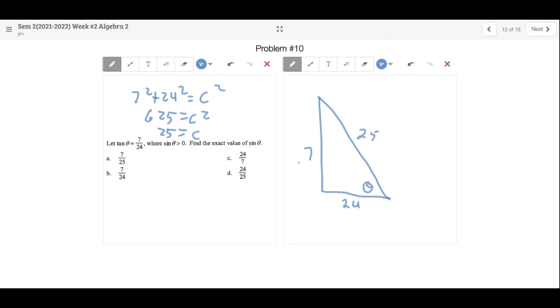So now it wants to know what the exact value of sine is. Well, sine is adjacent. I'm sorry. Sine is opposite over hypotenuse. So the sine of theta is equal to 7 over 25. Letter A is the correct answer. Whew. That was some awesome work.